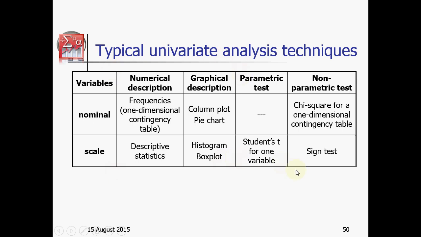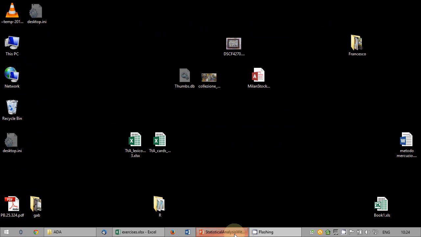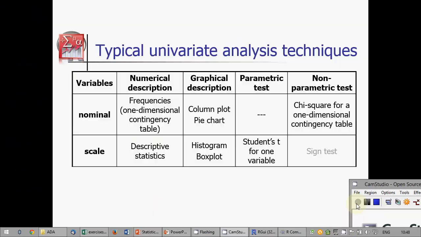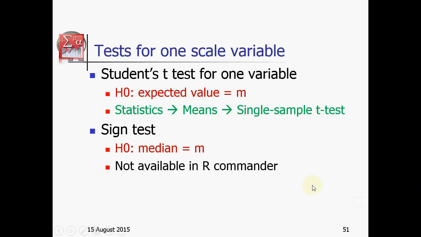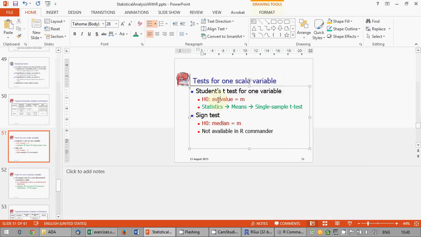Let's see the parametric test. I will explain later the difference between parametric and non-parametric. However, there is no parametric test for a nominal variable. The only parametric test for a scale variable is the Student t-test for one variable. It's exactly the test that we have talked about right now. So let's see how to do the Student t-test for one variable in R. First of all, I always call it expected value, but it's the average on the population.